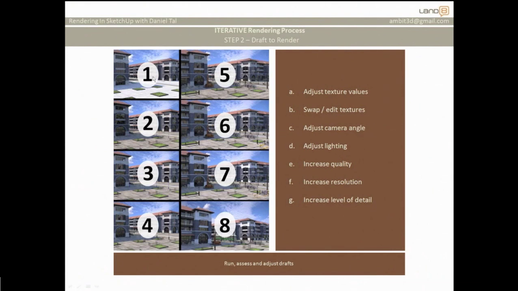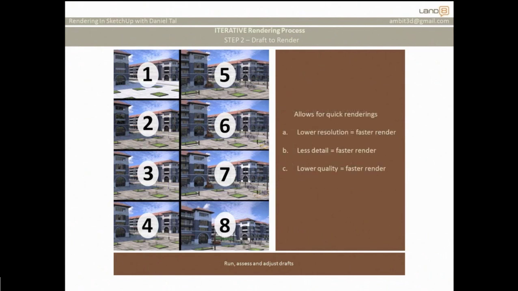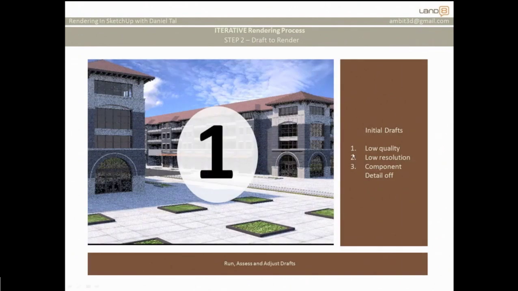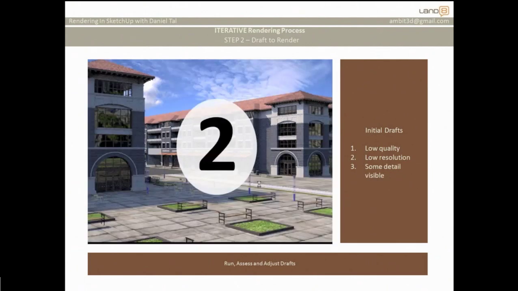And as you go from draft render 1 through 8, you steadily increase the quality. You steadily increase the resolution, and you steadily increase the level of detail. You start out with low quality, low resolution, and no detail using layers. You turn off trees, benches, shrubs, whatever, and that produces a quick rendering. So low resolution equals faster render, low detail equals faster render, and low quality equals faster render. So here's my first draft render. It's the initial draft: low quality, low resolution, the component detail is off, and I can start assessing what I want to do, what needs to change in this rendering.